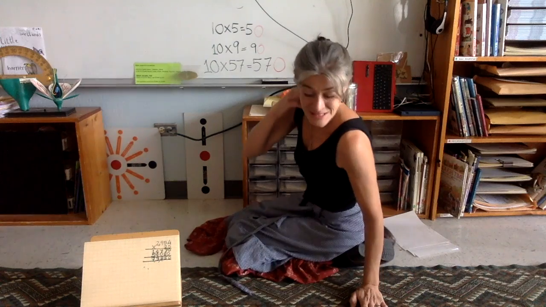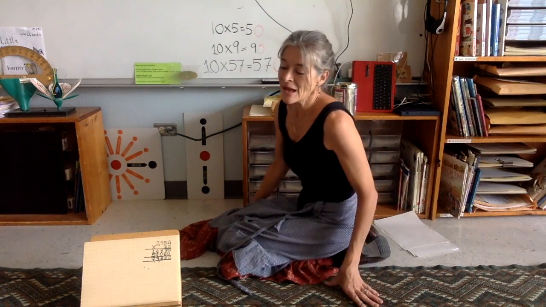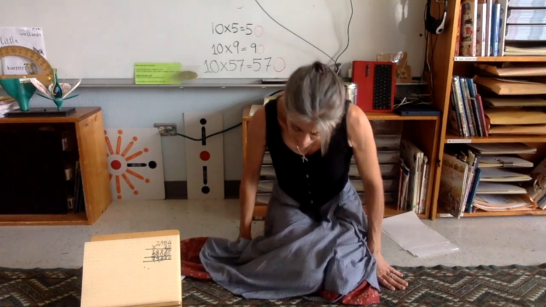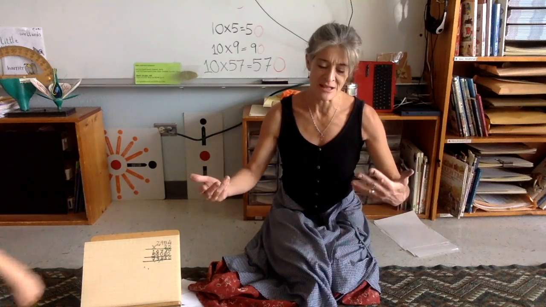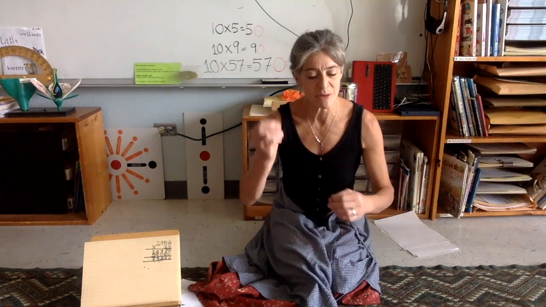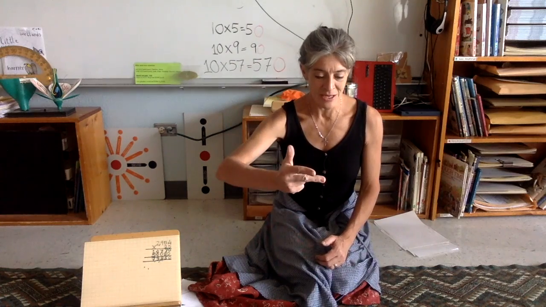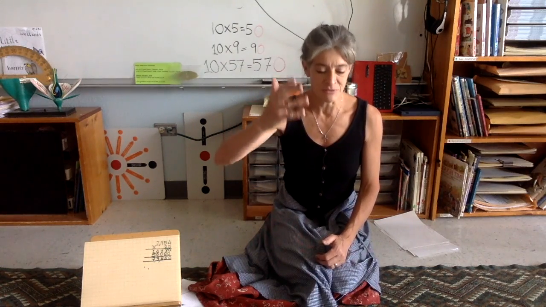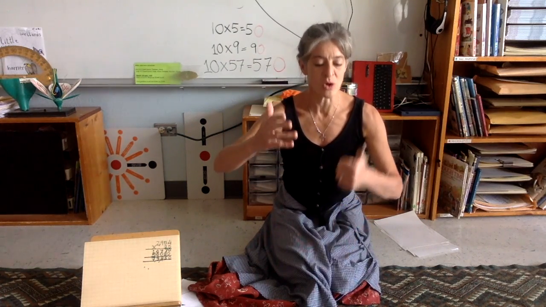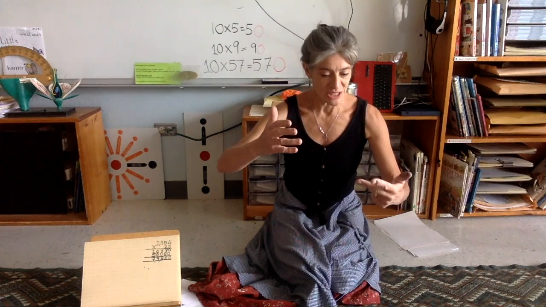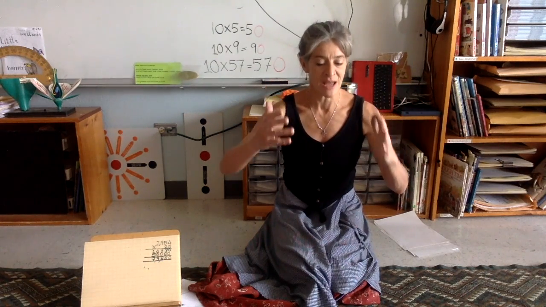So that's a little finger trick, okay? But what I like to do is just memorize the 9s. So just remember your units are going to go down. 9, 18, 27, 36, 45, 54, 63, 72, 81, 90.